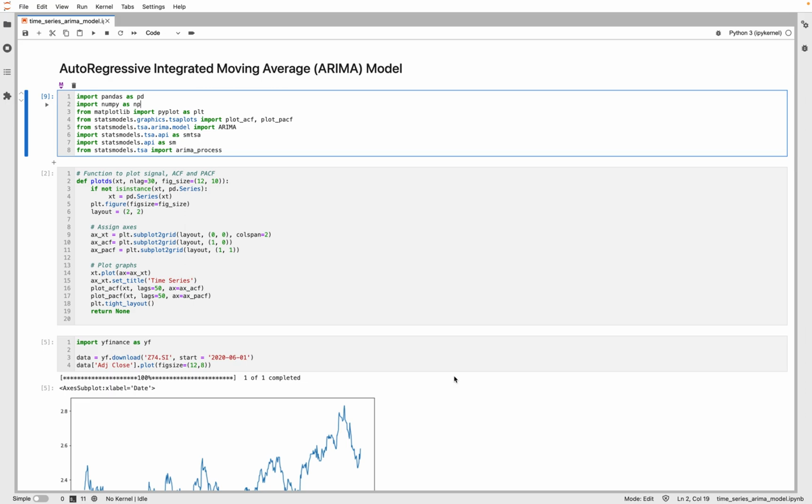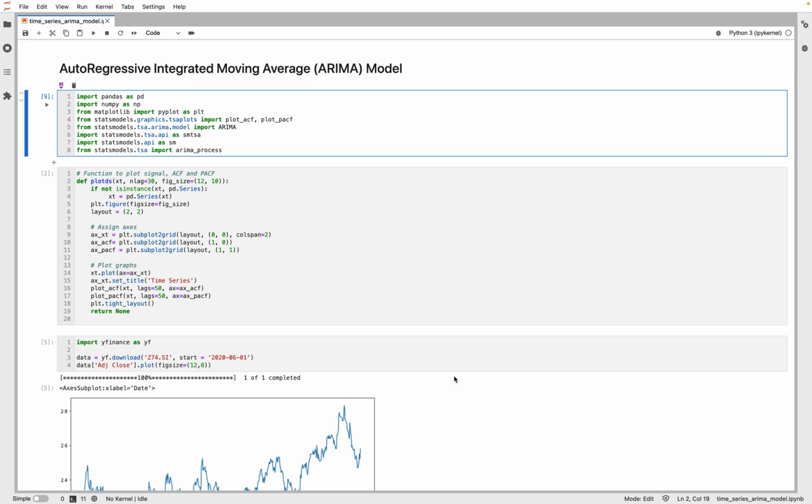So in this video, we'll try to improve the time series forecasting with the ARIMA model. ARIMA is an acronym that stands for Autoregressive Integrated Moving Average. It is a generalization of the simpler autoregressive moving average ARMA model and adds the notion of integration.